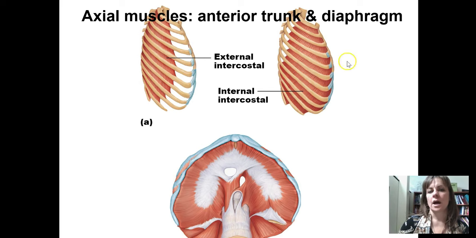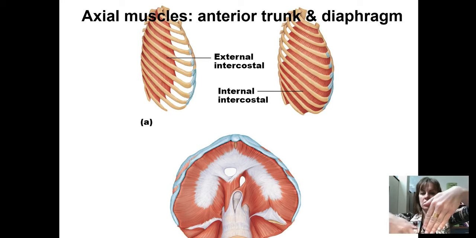These actually lie right on top of each other. External intercostals lie more superficial, and then internal intercostals go the other way, lying underneath them. Of course, they're going to be helping to move and elevate the ribs. If you think about it, when you breathe in really deep, those ribs move out, and so these muscles help to do that.